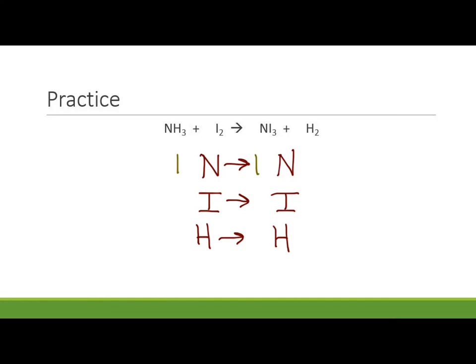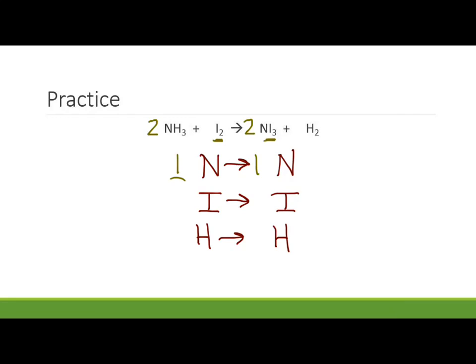It looks like we have 2 iodine here and 3 iodine here. So what do we do? We have this even-odd conundrum. Well, remember that we're going to double everything that we've already balanced. We already balanced the nitrogen, right? So I'm going to put a 2 in front of the nitrogen here and a 2 in front of the nitrogen here.